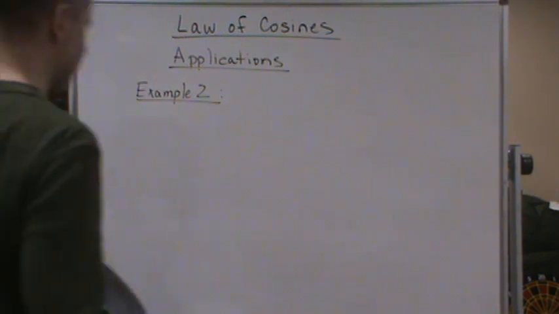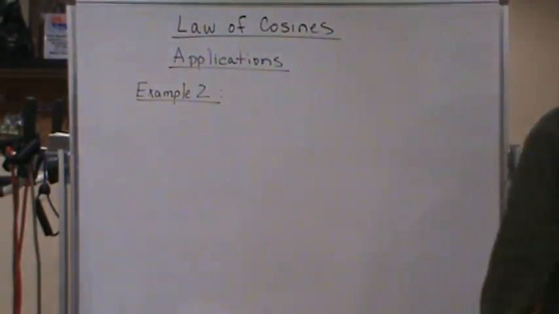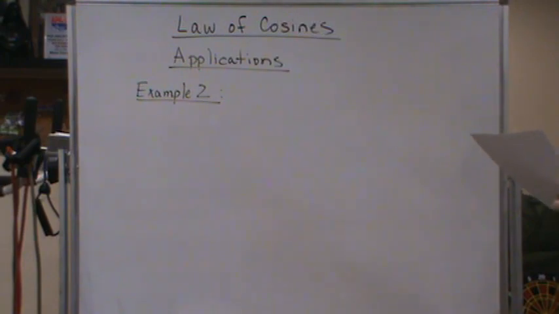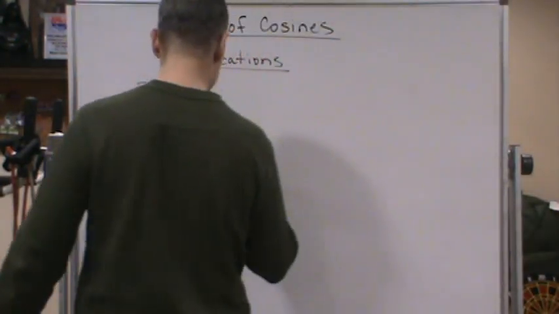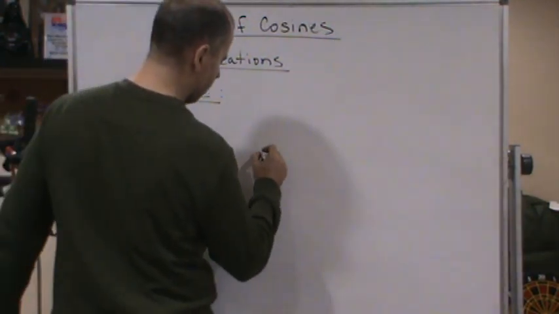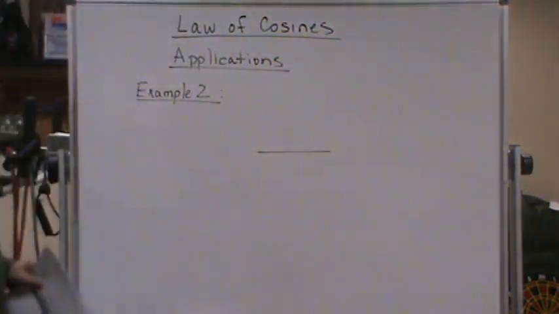All right, let's do another example. So in this case, here's the setup. It says a ship travels 60 miles due east. Okay, so let's do that. So 60 miles due east.